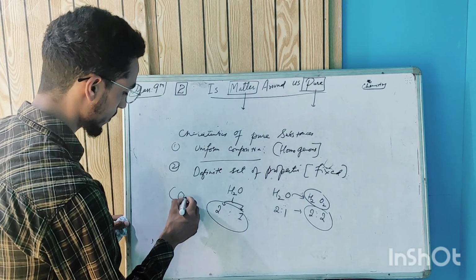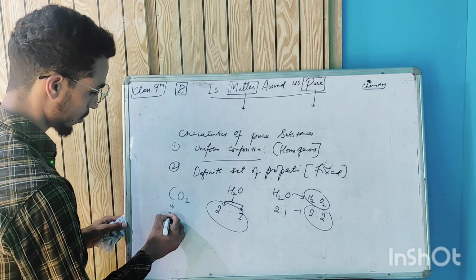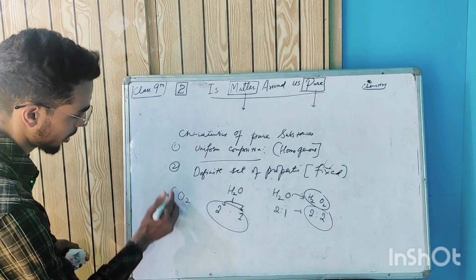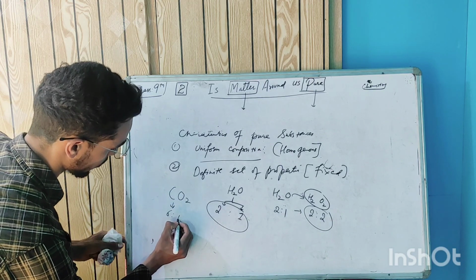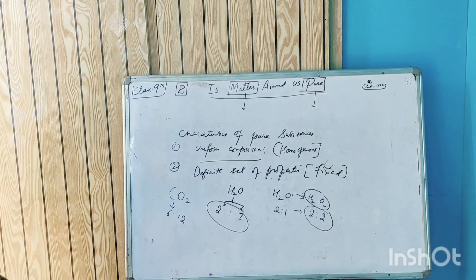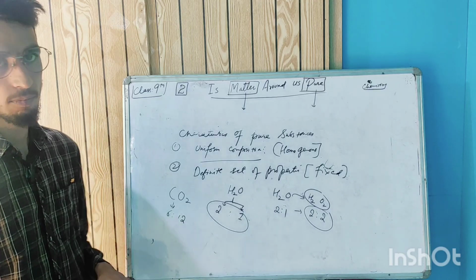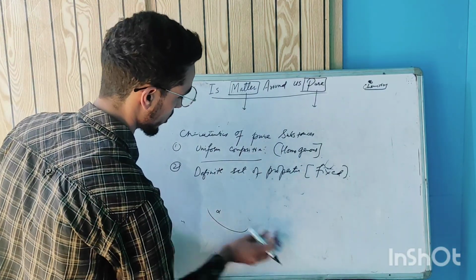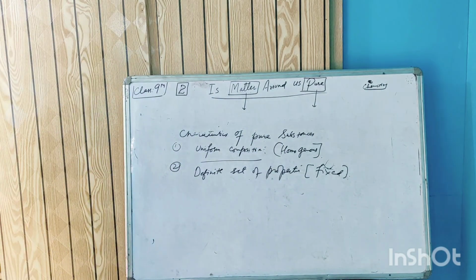Similarly, carbon dioxide. So here the ratio is 1:2. Or in simple words, we can take its atomic mass also. Here the ratio is, suppose, 6:12. We cannot change this ratio, because once we change the ratio, we will get some other form, but we will not get this carbon dioxide, this form. So this is the second property, means they should have a pure or definite set of properties.